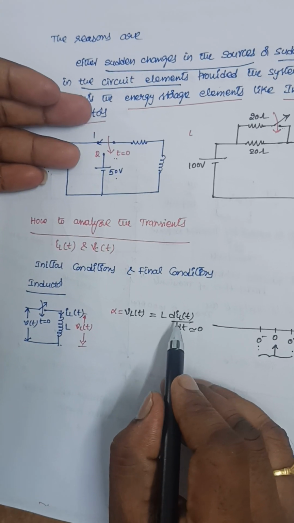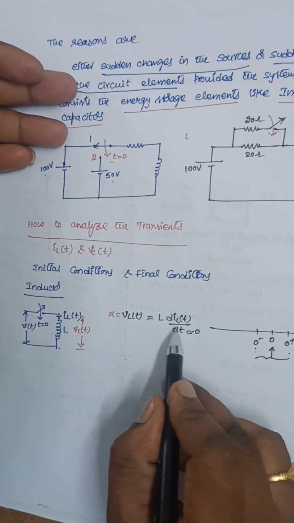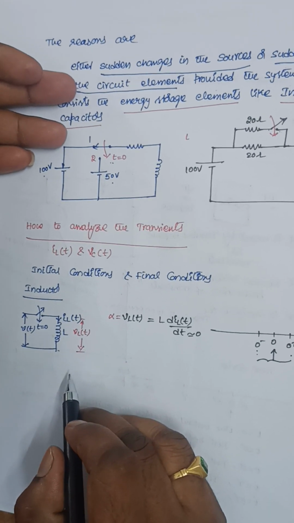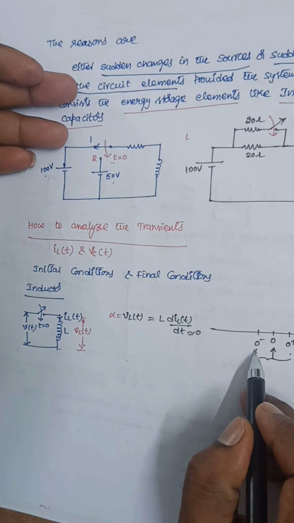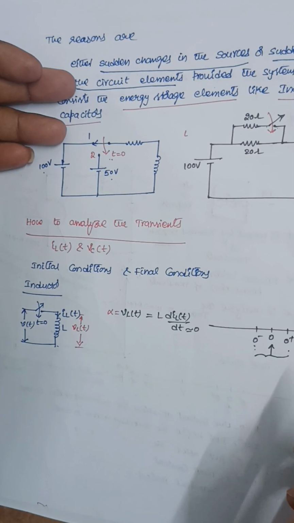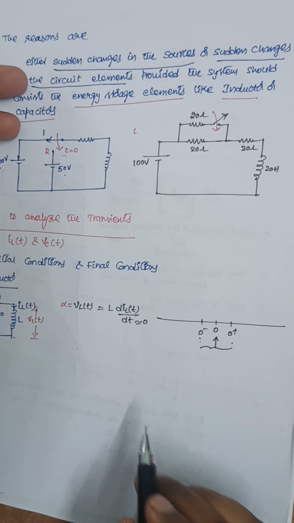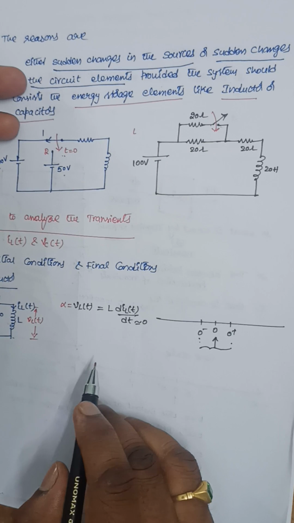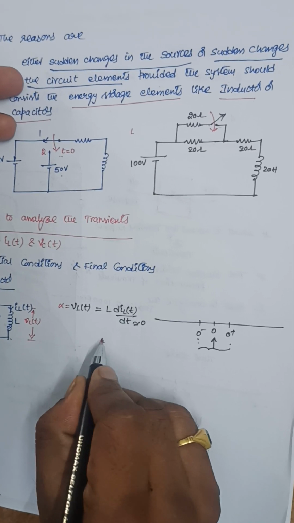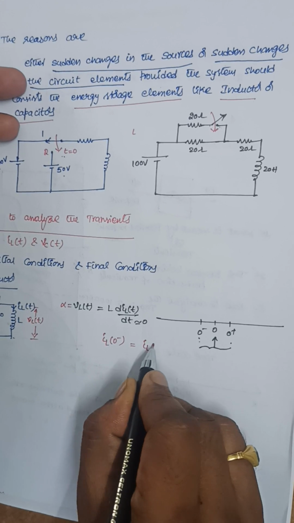So what happens? There will not be any change in the current flowing through the inductor. That means whatever current is flowing at t equal to 0 minus, the same current will flow at t equal to 0 plus also, because of this reason. So what I can say here, an important point, is iL of 0 minus is equal to iL of 0 plus.